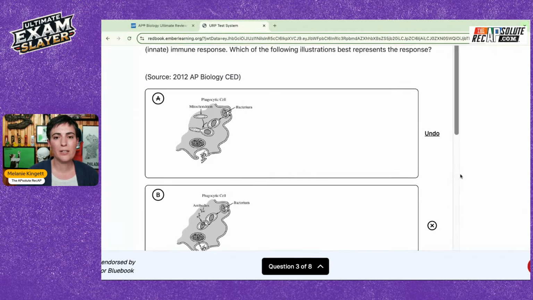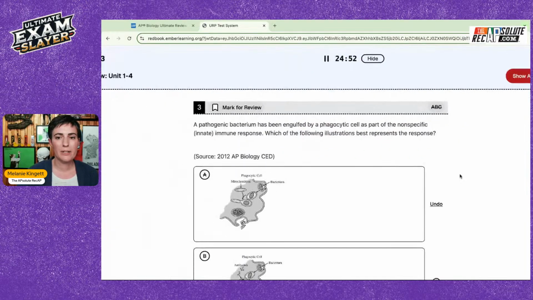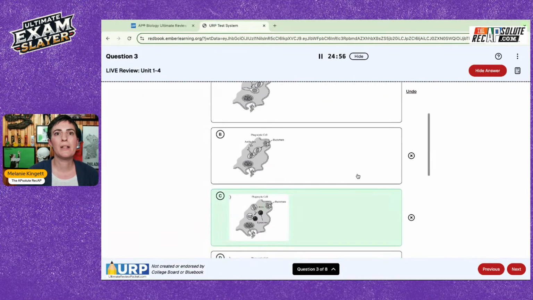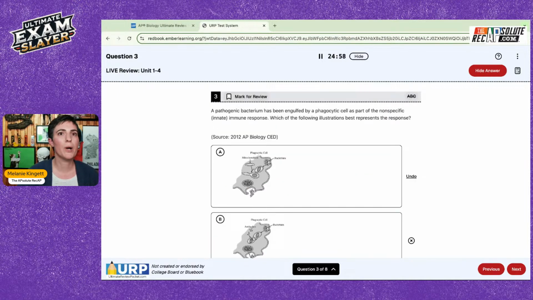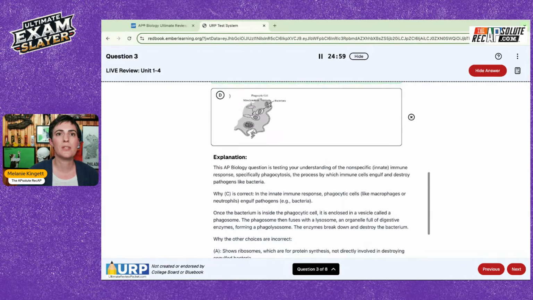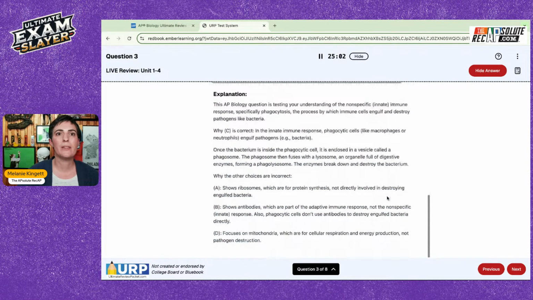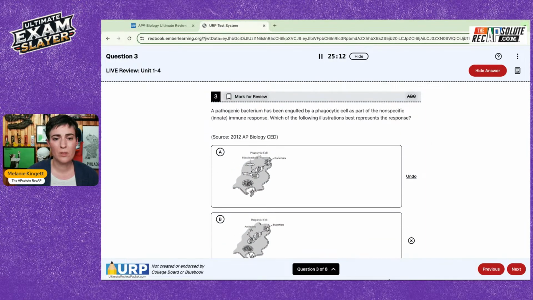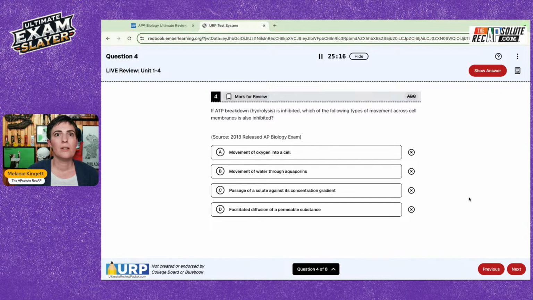So let's click show answer, make this smaller again. And again, it will go through the responses for us. This is, again, an approved question, 2012 CED is what this came from. And we're looking at the option here, which includes a lysosome, is the correct answer. That's where we want to spend our focus. All right, let's move on to the next question. Make this a little bigger for you.